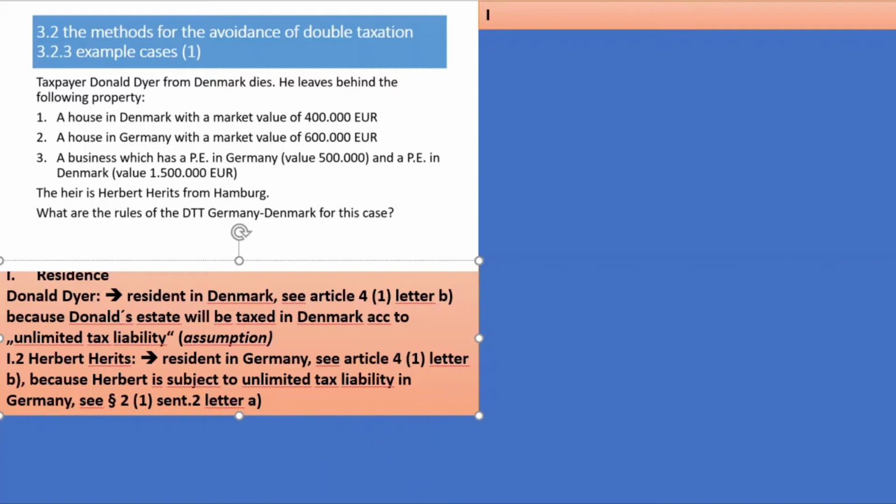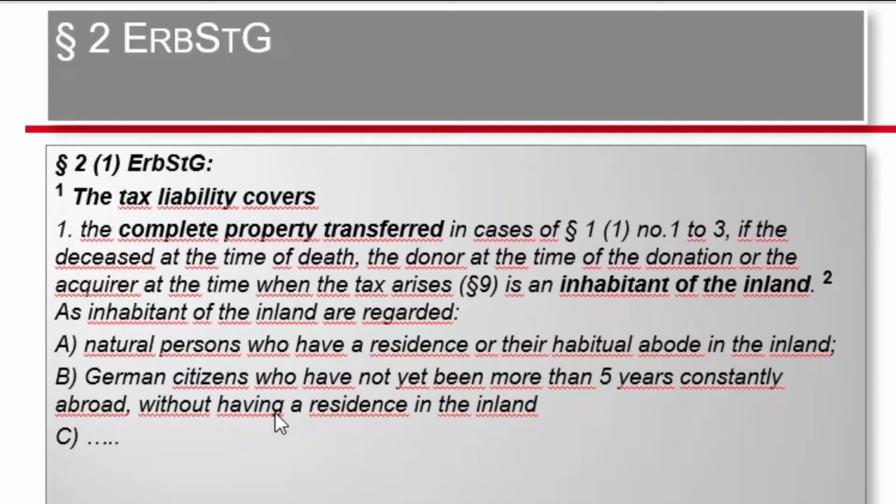Or that was no. Was it letter A or number 1? That makes me feel a bit uncertain, so we should look it up. And yes, indeed, it seems to work. It was indeed 2-1 sentence 2, letter A, natural persons who have residence in the inlet. So we are all right with that and can confirm that and write it down.